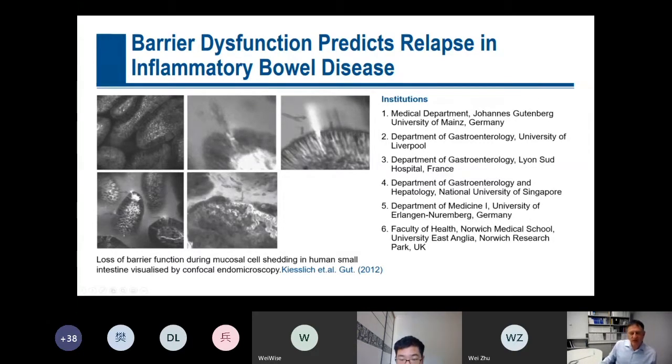What we see in inflammatory bowel disease is an increase in the turnover of these epithelial mucosal cells and large areas in the gut where you have no epithelium left because all of the cells have been shed. You can also see bacteria getting into the mucosal layer of the gut through these gaps.